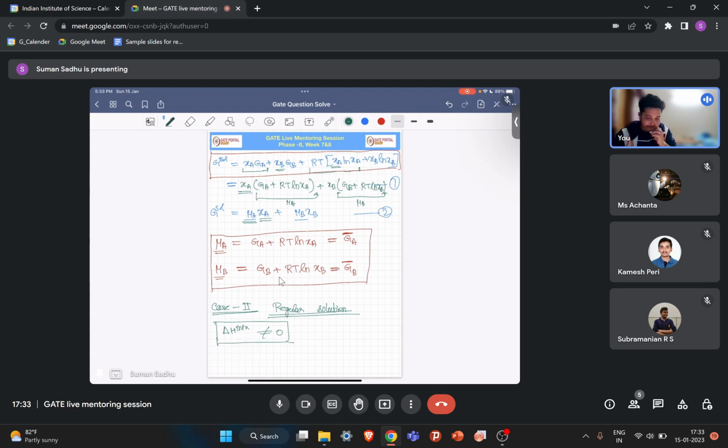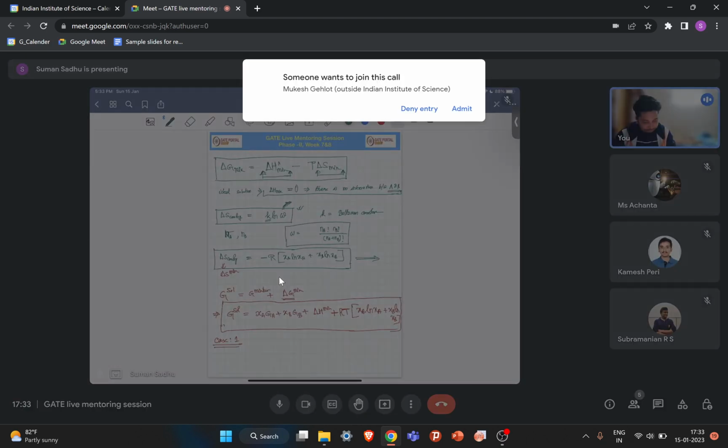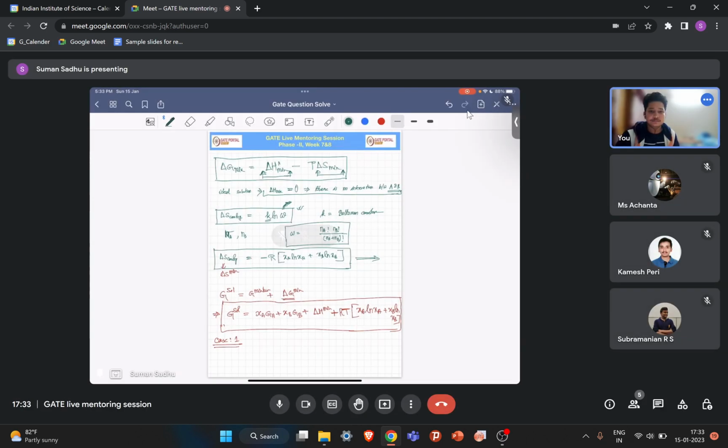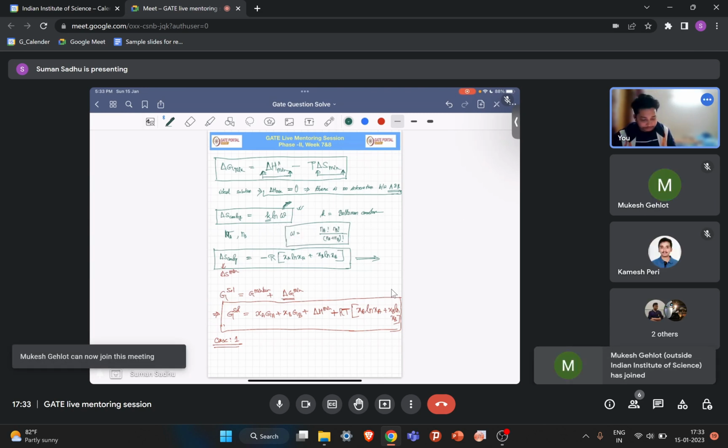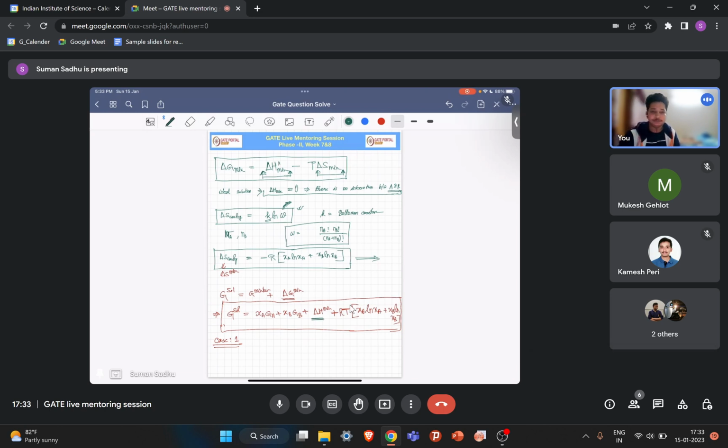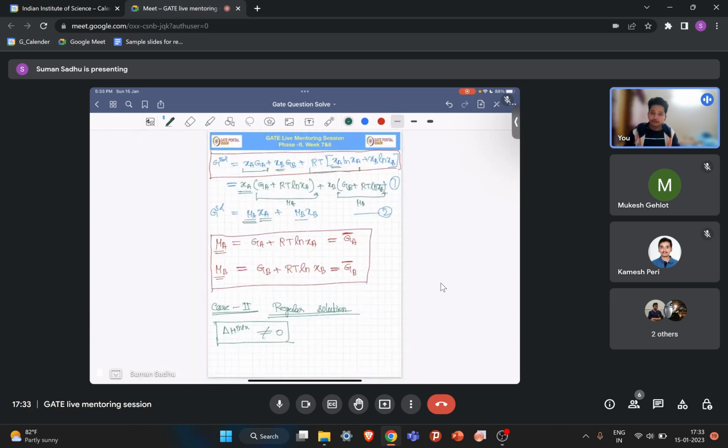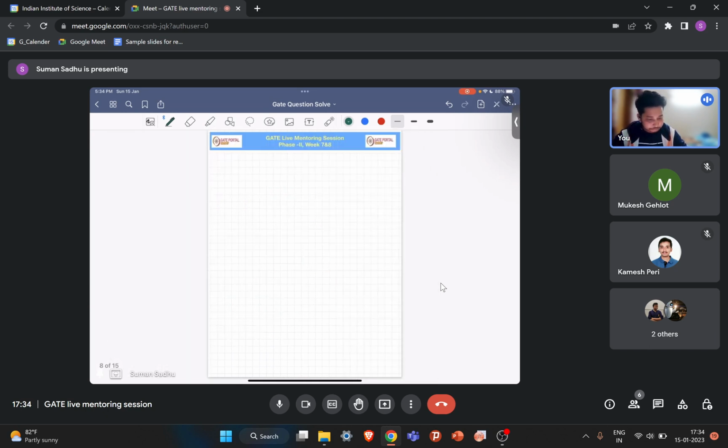If delta H mix is not equal to 0, then your whole equation will be this one. So you also have to consider the delta H mix value in your equations. Now if you consider the regular solution model, there is one approach which is called the quasi-chemical approach. Using this approach, we will find out what the delta H mix value will be. So now let us move on to how to calculate the delta H mix considering the regular solution model.